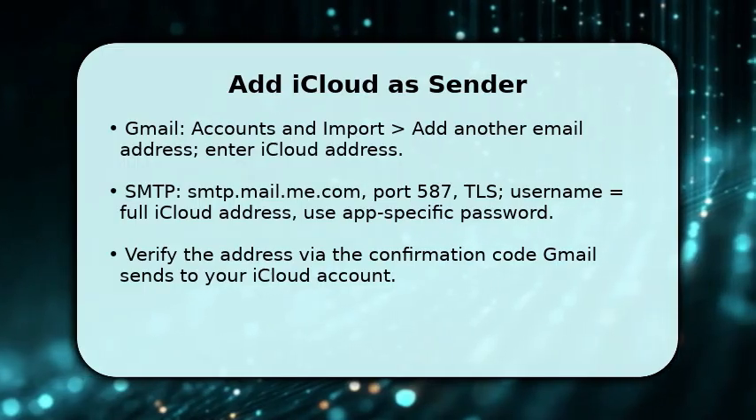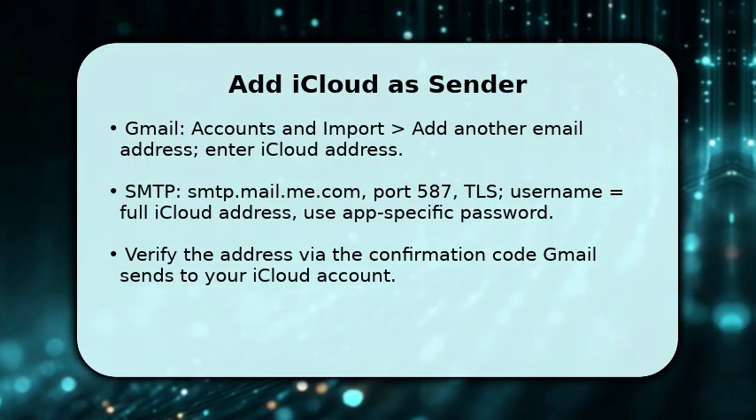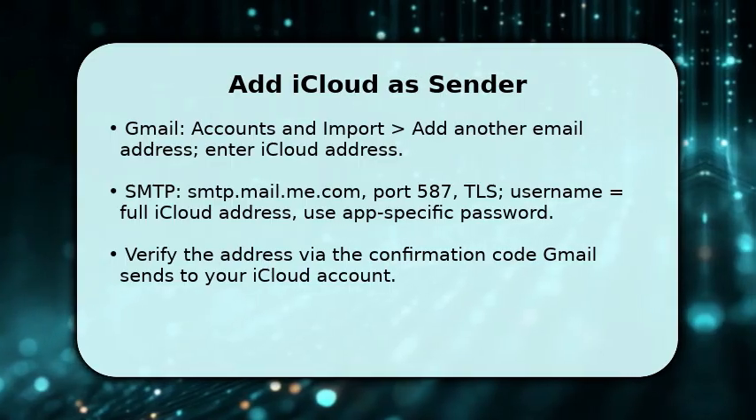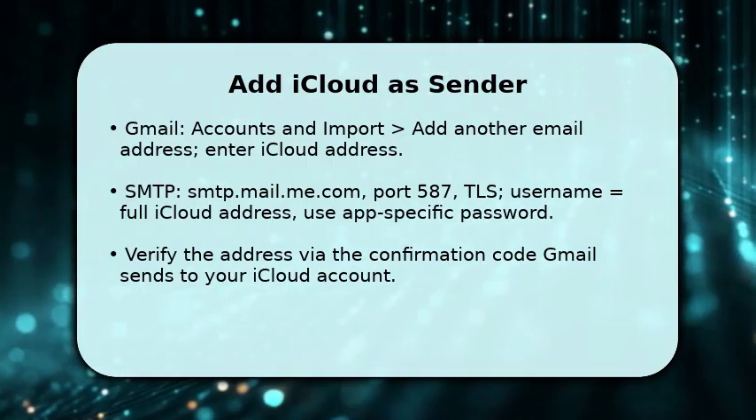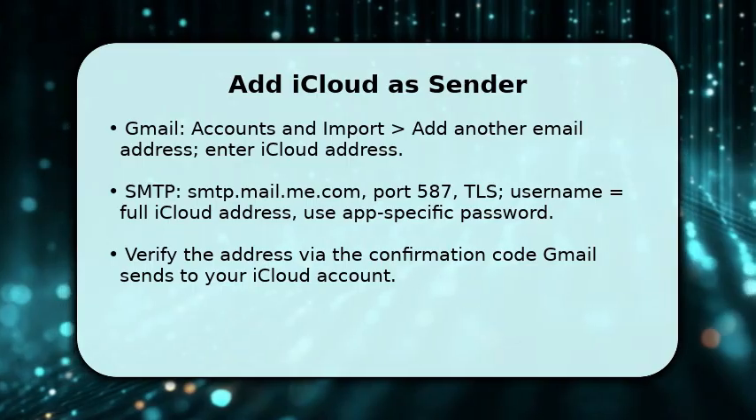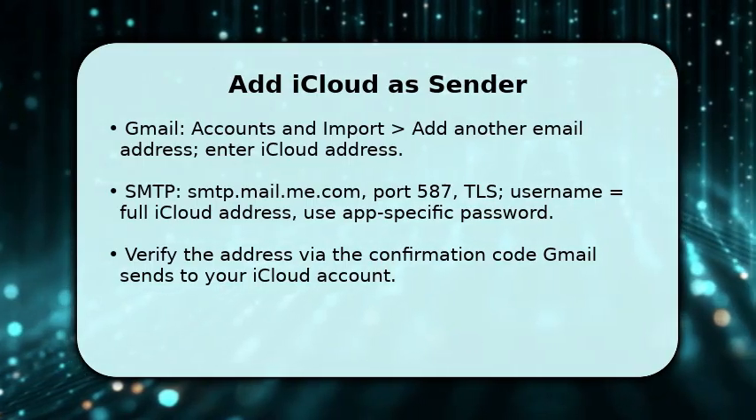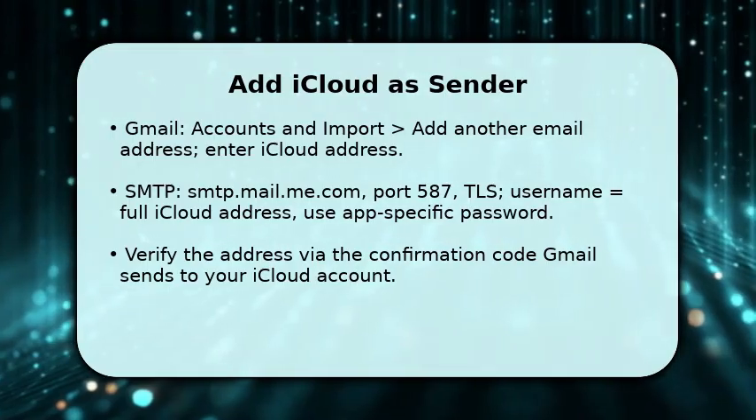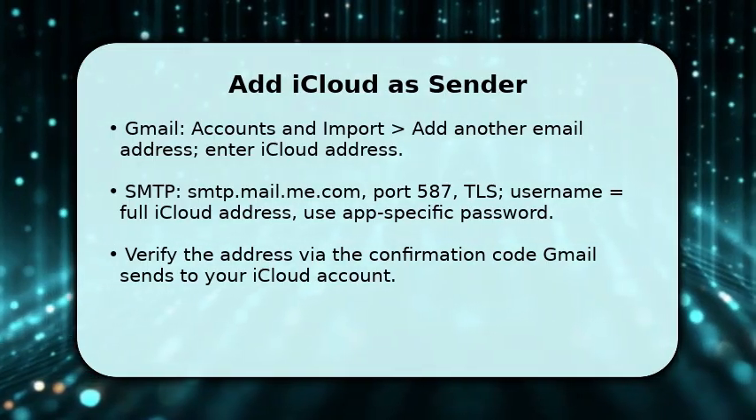Choose Add Another Email Address, enter your name and iCloud email, and uncheck Treat as Alias if you prefer a separate identity. Make sure SMTP is smtp.mail.me.com with port 587 and TLS, and use your full iCloud email as the username plus the app-specific password you created earlier. Once configured, Gmail sends a verification code to your iCloud mailbox.